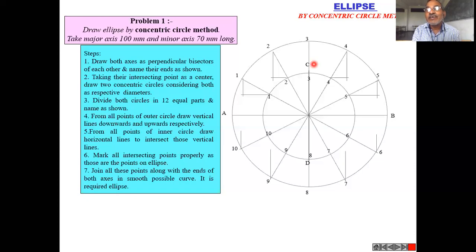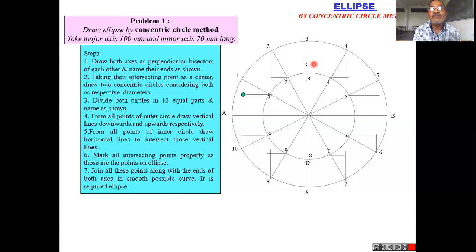From 5, 6, 7, 9, 10. So these are the points of intersection, both the points of intersection of vertical and horizontal lines. Right? So they are our points which have to be connected in sequence.